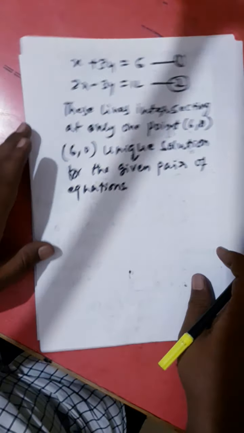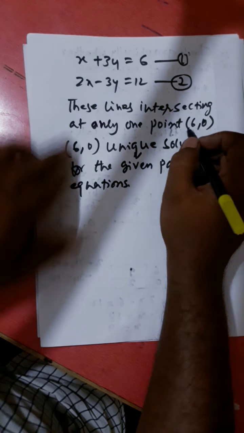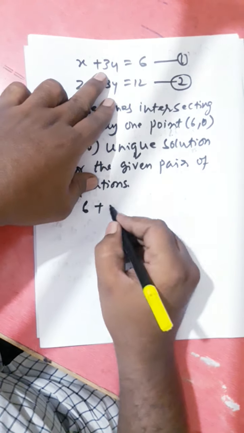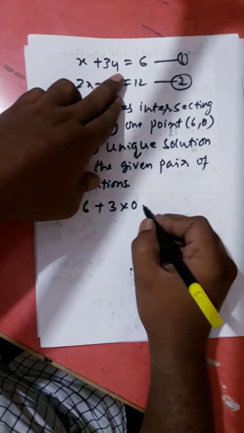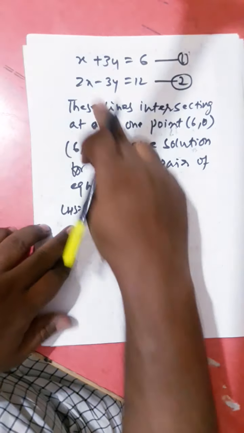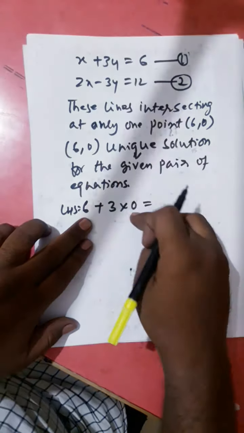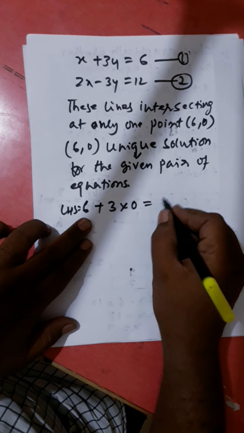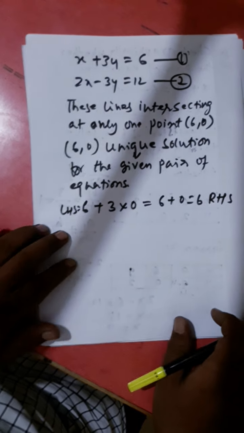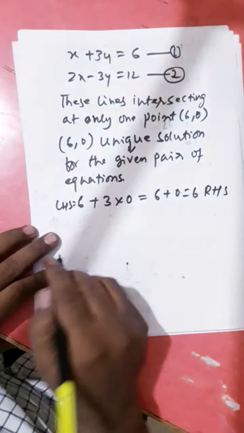You can verify it also. 6, 0: x is equal to 6, put 6 for x and 0 for y. Then what will this be? LHS is equal to 6 plus 3 into 0. This is equal to 6 plus 0, 6. This is RHS. That means it is satisfying the first equation.